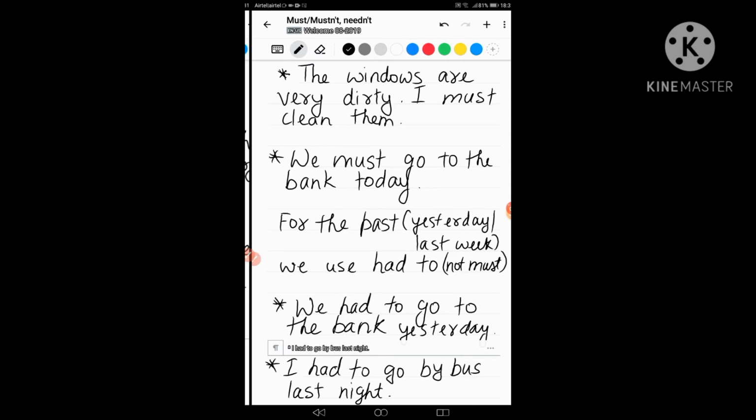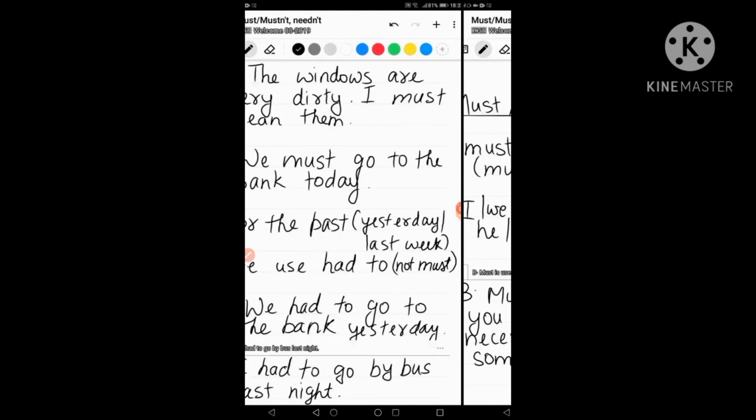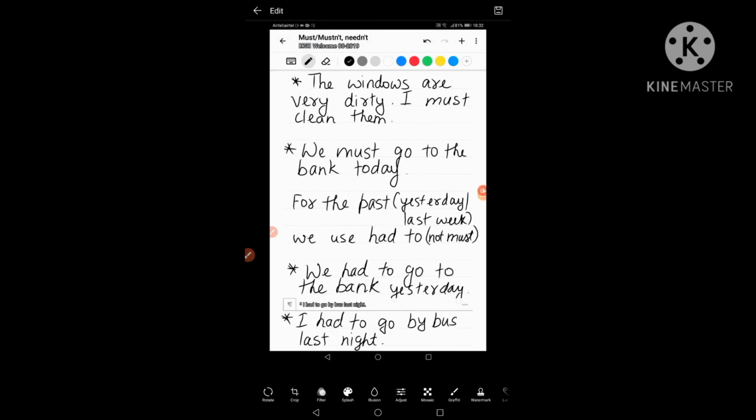And for the past, what will we say? For the past means yesterday or last week or anything. You could say last day or 2 days ago, anything. But in the past we will use had to. Instead of must we will use had to. We will not use must. For example, we had to go to the bank yesterday. I had to go by bus last night.